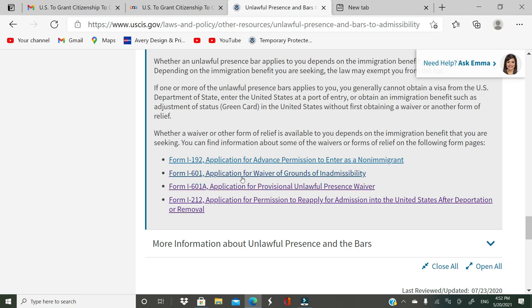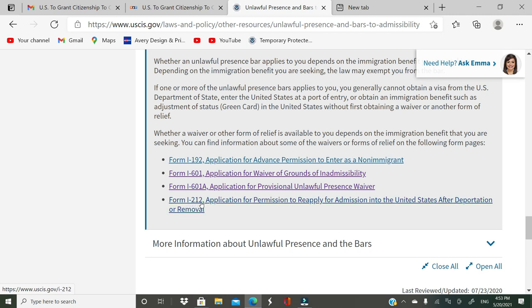Whether you're in or out, you can apply for the I-601A, but this one is very specific, and you can only apply with this one form. It cannot be combined with other forms when it comes to I-601A. And then we have I-192, application for advance permission to enter as a non-immigrant, as another form of waiver. Usually this one goes with people who apply for a U visa.